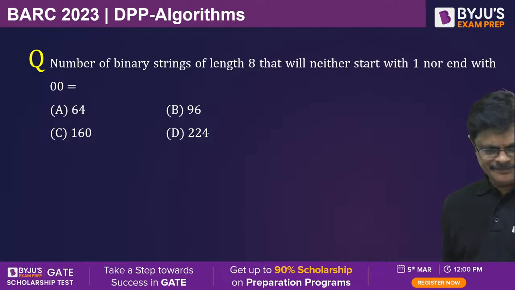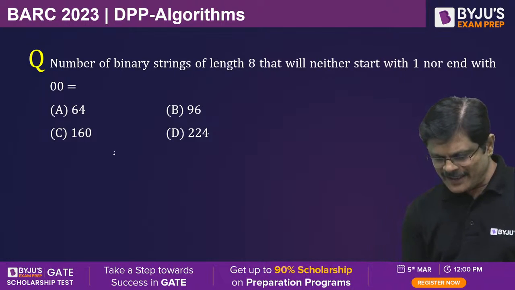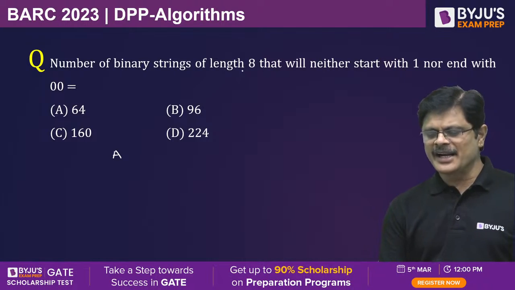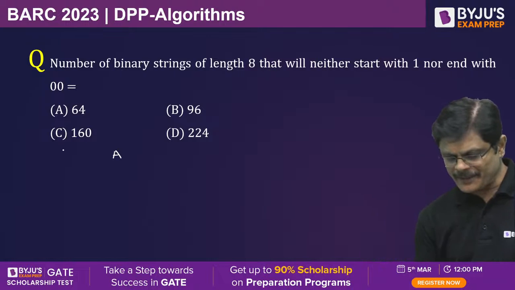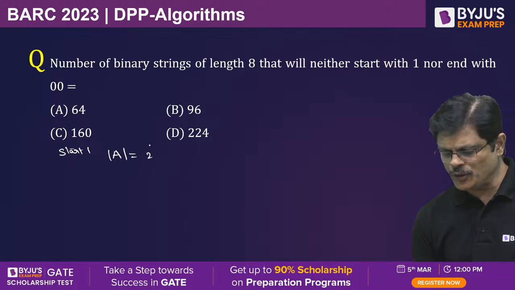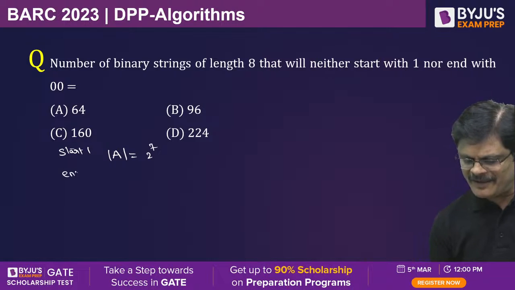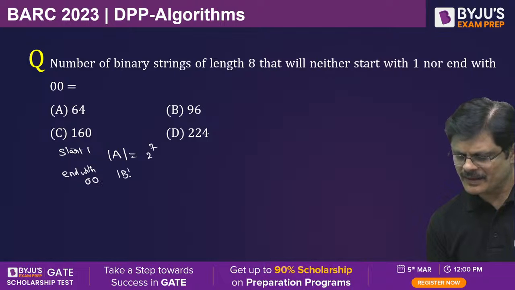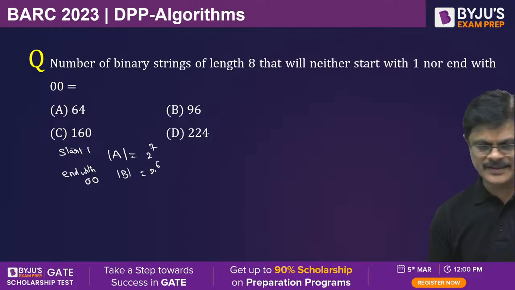See here. So let us call the event A as binary strings starting with 1. Binary strings that start with 1 is set A. So number of elements in A will be 2 power 7. Ending with 0, 0, let us call it B. That is 2 power 6.